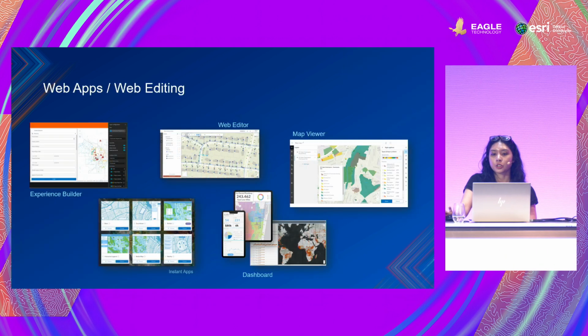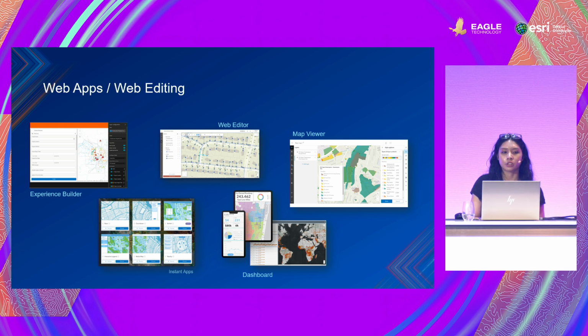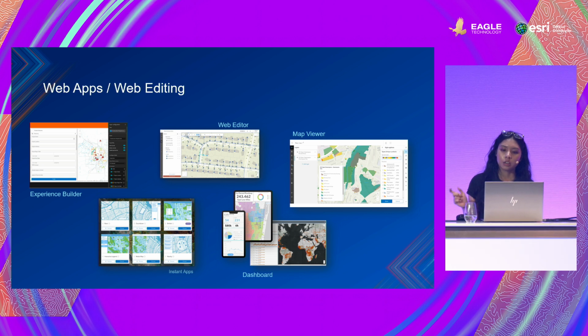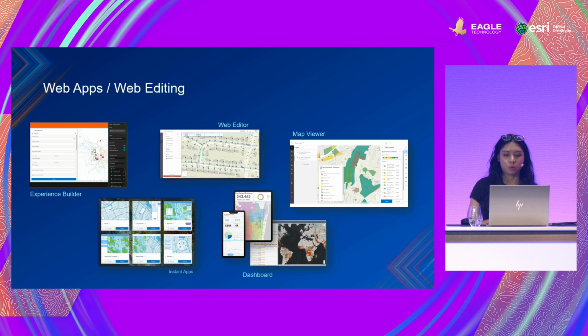There are several ways to visualize and edit your collected data on the web, depending on your needs. So there are map viewers, Experience Builder, instant apps, Web Editor, and dashboards. Map viewer, which most of you are probably already familiar with, has an editor pane with a variety of editing tools for both attributes and geometry. There are many use cases where we collect data incorrectly in the field, and this is how you can correct it within the web.